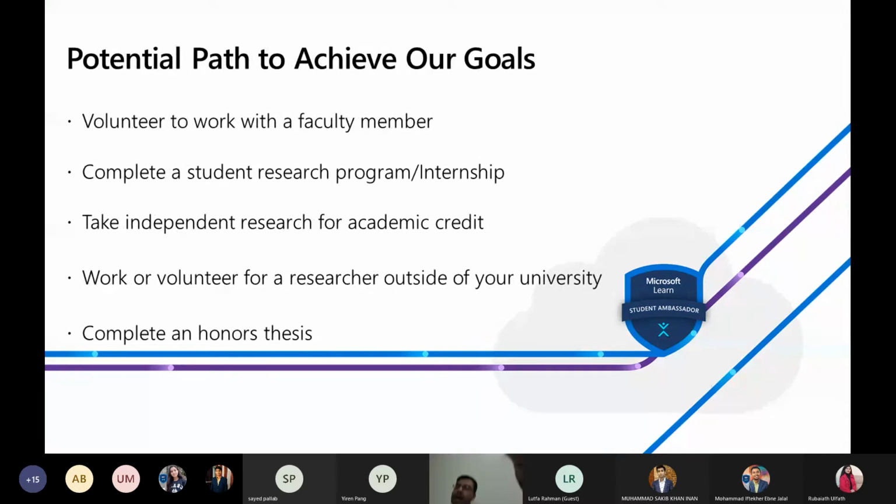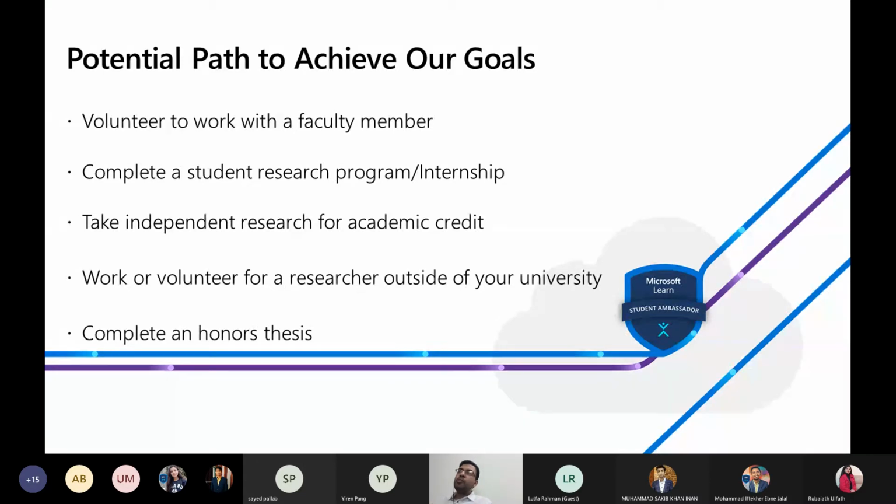And then, what could be the potential path to achieve your goals? Say, for instance, you are a final year undergrad student, or you may be in your third year. You have, like, a 4-year undergrad program. You are in your third year, and since then you have developed an interest to work as a research student. So there are certain ways to do that.